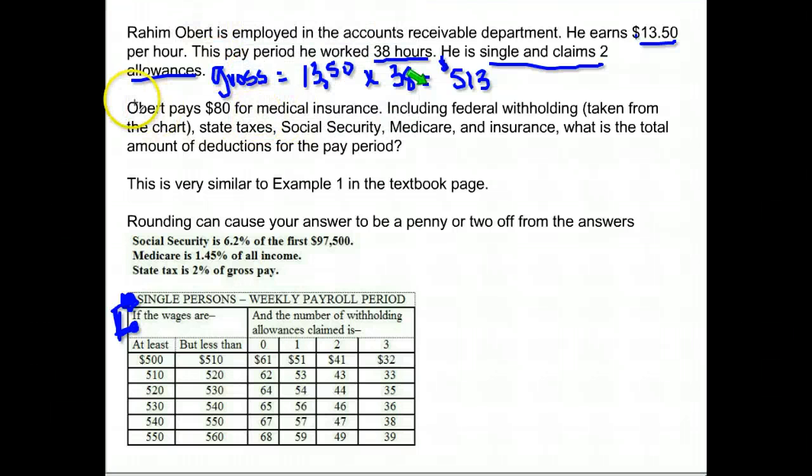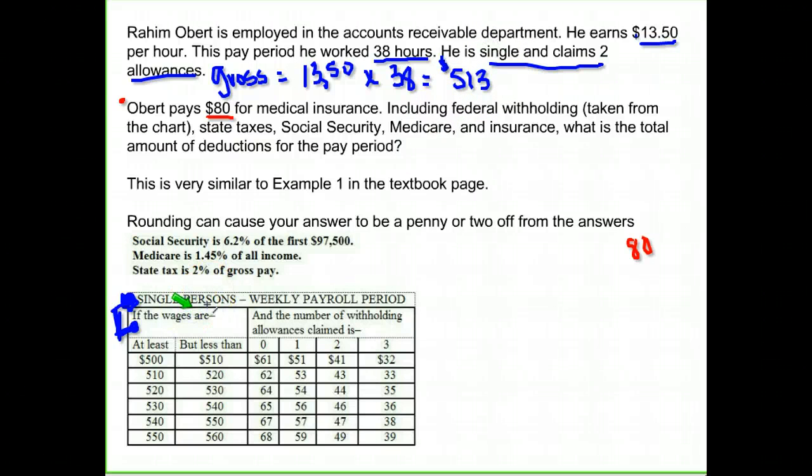of these taxes. And it says Obert pays $80 for medical insurance, including federal withholding, state tax, Social Security, Medicare, and insurance. What is the total amount of deductions? So this time we're not finding the net pay. They just want to know how much total is deducted from his pay. So let's calculate each thing. So far, he's paying insurance of $80. He is getting paid $513 gross pay, and he is single with 2 allowances.